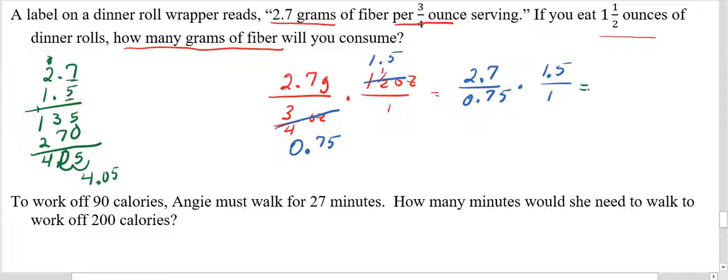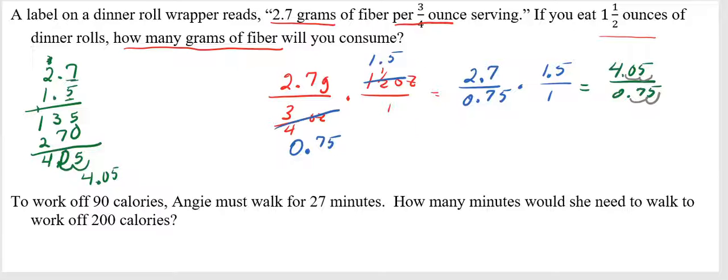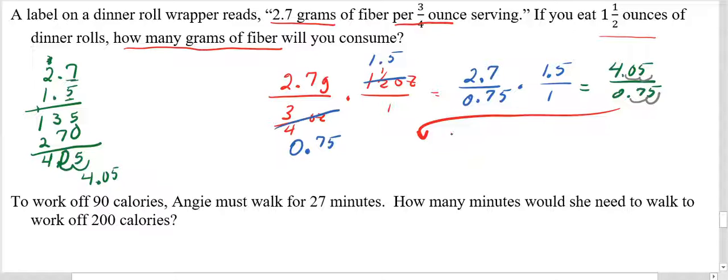So then I'm going to have 4.05 over 0.75 times 1 is 0.75. And then I'm going to move my decimal 2 places to the right, so I have whole numbers. And I'm going to pull this around here because I'm running out of space. So I have 405 over 75.